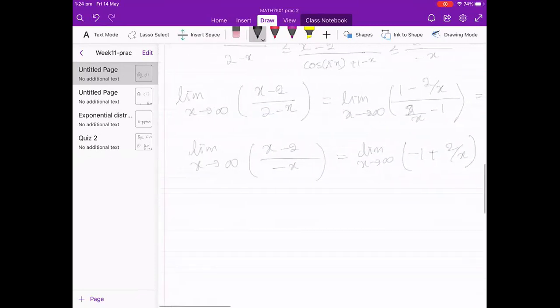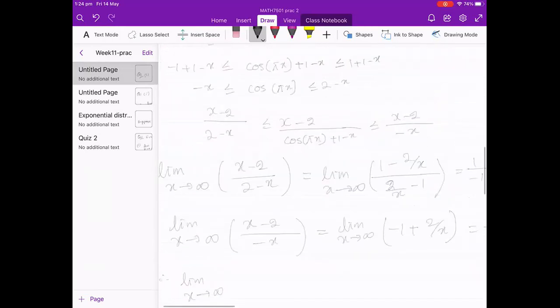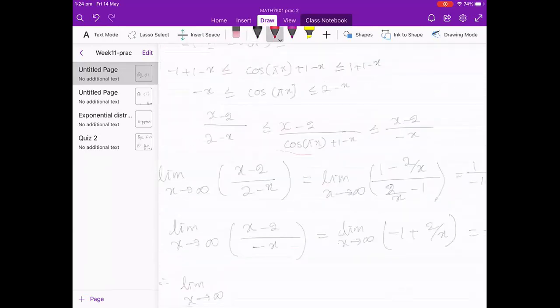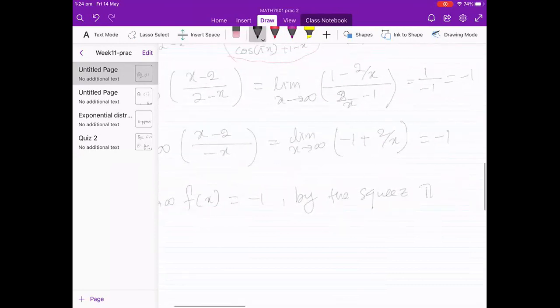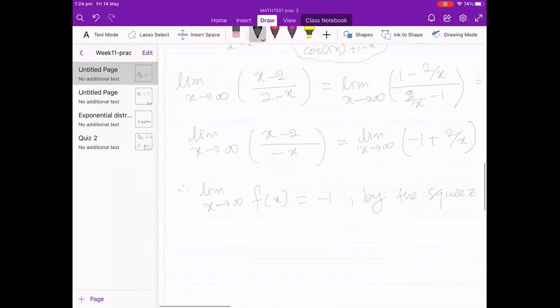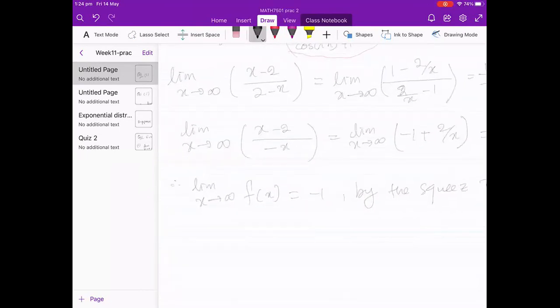Okay, so therefore limit as x tends to infinity of your f(x). Okay, call this f(x). f(x) is equal to minus 1 by the squeeze theorem. Okay. That's the last part of question 1.